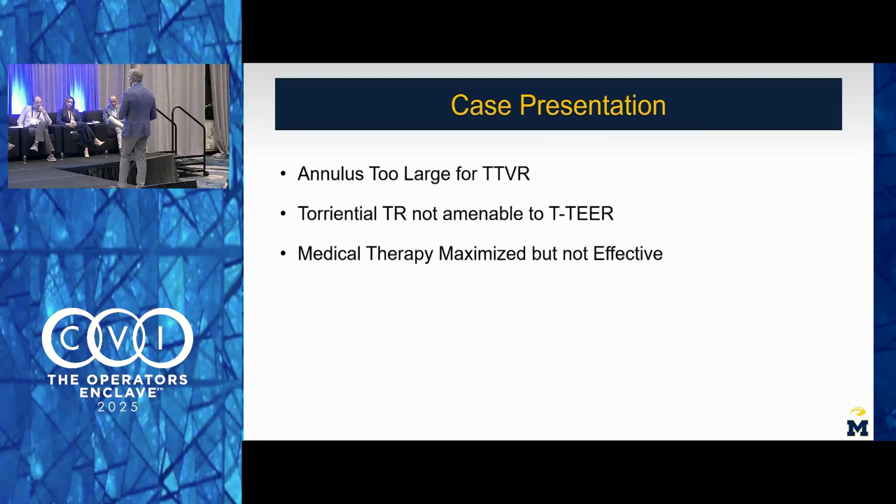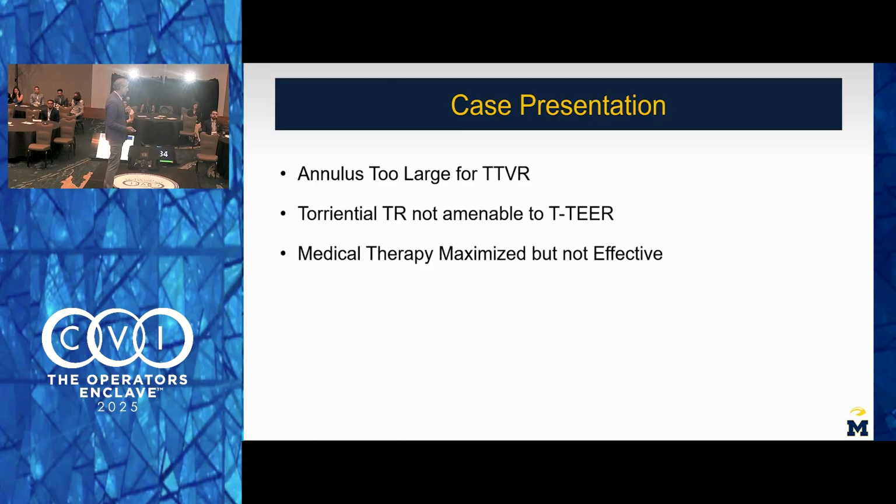So this patient's annulus was too large. He had torrential TR, and our team did not feel he was amenable to transcatheter tricuspid repair because of the severity and the location. We went back to medical therapy, and that was maximized. But he says he's still symptomatic, and he's a pretty robust guy. He exercises, and he's only class 2, so he's not too far gone.